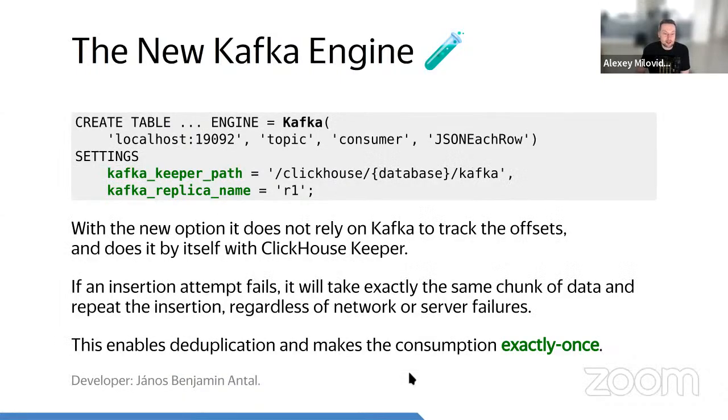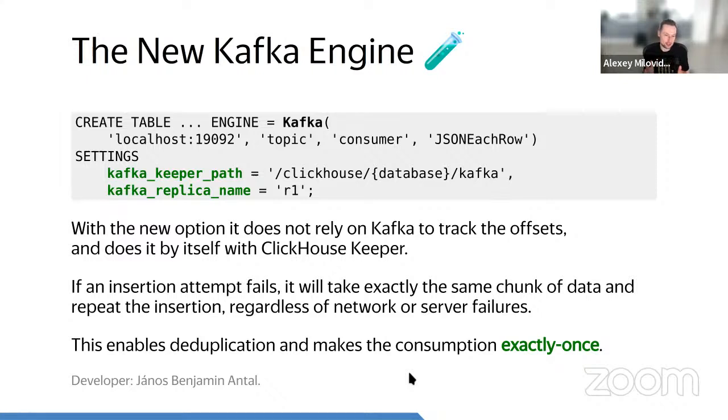And it will work like this. It will store offsets in Keeper. It will also store intentions about exactly which chunk of data we intend to consume from each partition in Kafka. And in case of any network interruptions, connection losses, server failures, and even rebalancing of Kafka, we will repeat exactly the same insert with exactly the same chunk of data.